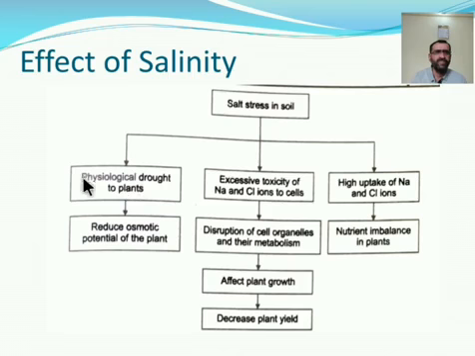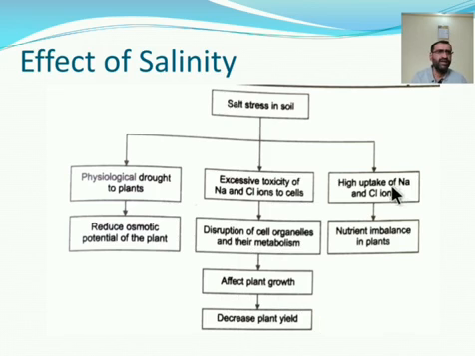When physiological drought in the plant is there, due to that the reduced osmotic potential of the plant takes place. The excessive toxicity of sodium and chloride ions can take place in the cell. Due to that, the disruption of the cell organelles and their metabolism can take place. Different cell organelles are there in the cell and they can be disturbed. After that, it affects the plant growth and lastly decreases the plant yield.